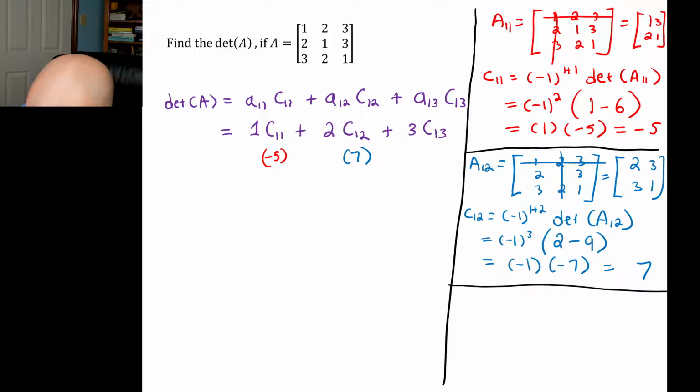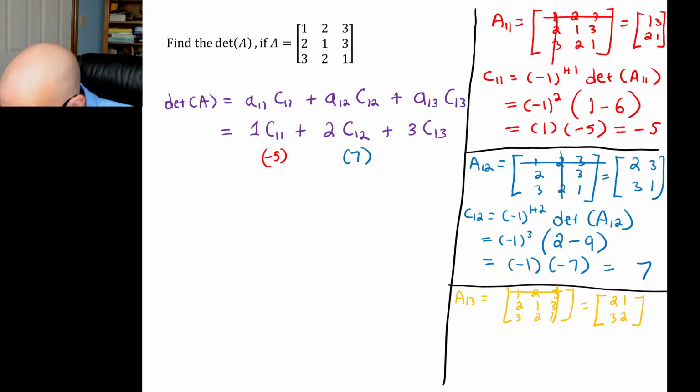So A13 is 1, 2, 3, 2, 1, 3, 3, 2, 1. Remove the first row and the third column, and we have the submatrix 2, 1, 3, 2. Now our cofactor C13 is equal to -1 to the 1 plus 3 multiplied by the determinant of that new submatrix we just found, A13.